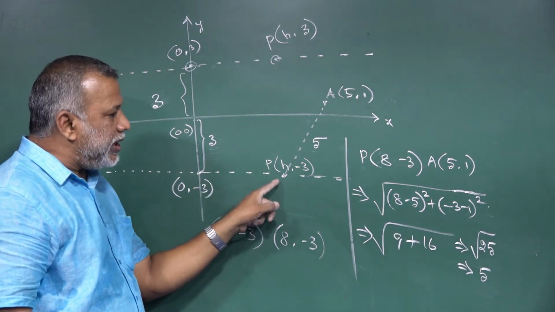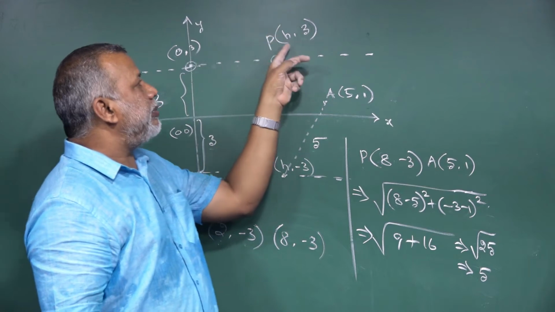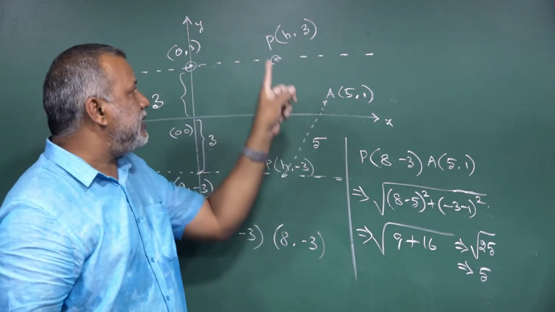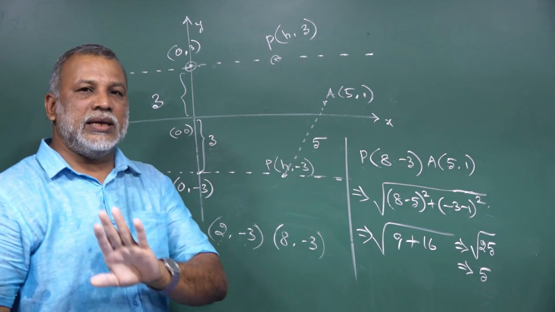Therefore, consider the point P h comma minus 3. Here the point is 0 comma 3. Therefore, the point is h comma 3. That is the only difference. It is h comma 3, h comma minus 3. But the distance is the same only.